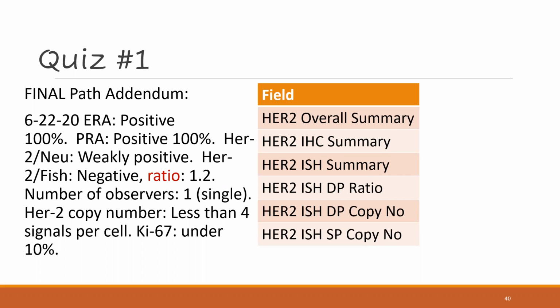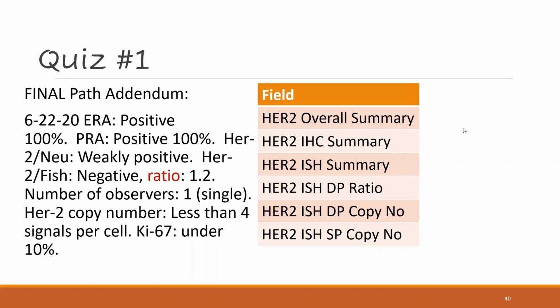If the FISH was done, the overall summary and the ISH summary are typically the same. Remember our rules about less than or greater than, and if you need to code that also. We don't have that in this example, but we might have that coming up. Okay, so let's code this.